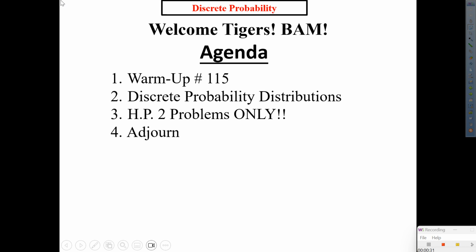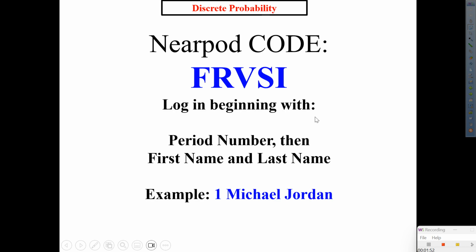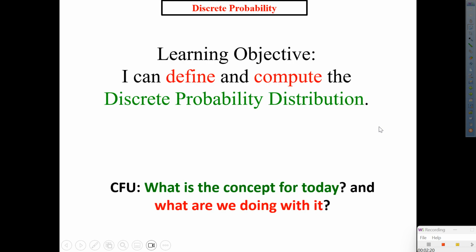Okay, we got it? All right, copy the code for the access to the homework, FRVSI. Yeah, so pretty much this week and next week, Monday, Tuesday, and April's gone. All right, get a Cornell note going, please. Give you some time to set that up.